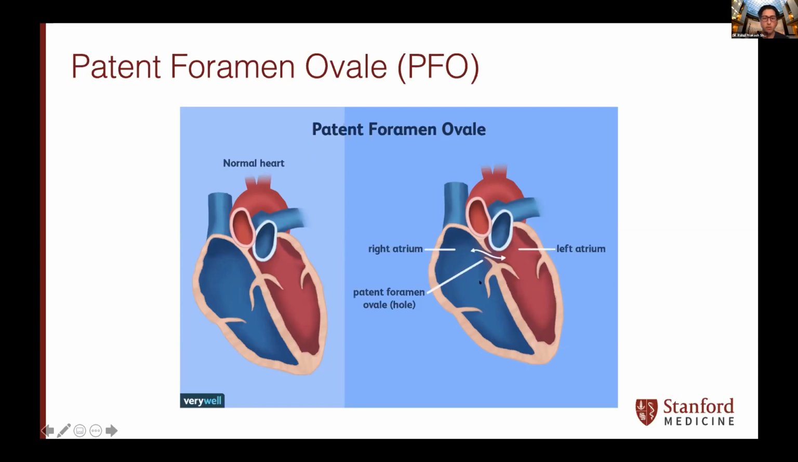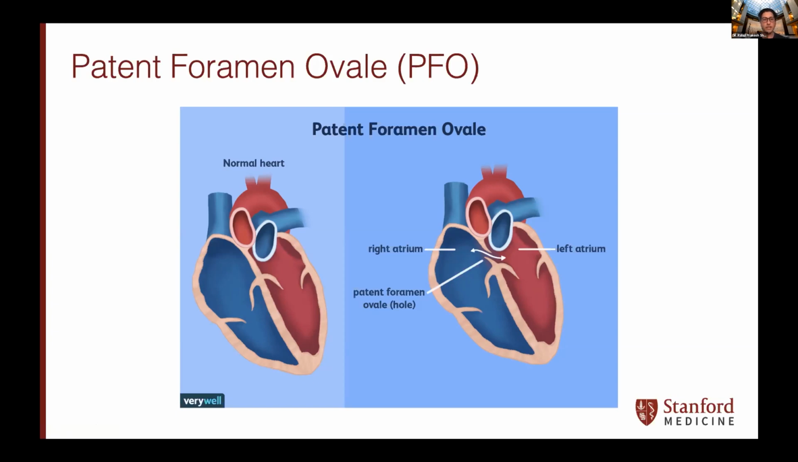Now, why is this a problem? Well, if we develop any sort of clot or foreign material, air, fat, or blood clot on the right side, and it passes through that hole to the left side, remember that left side, when it squeezes, pumps blood to the brain and to all the other tissues. So what can catastrophically happen is some of that foreign material can go to the brain and cause a stroke.